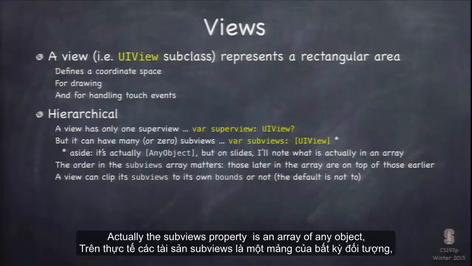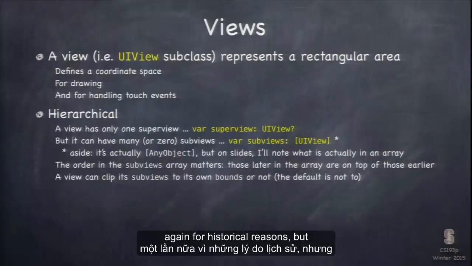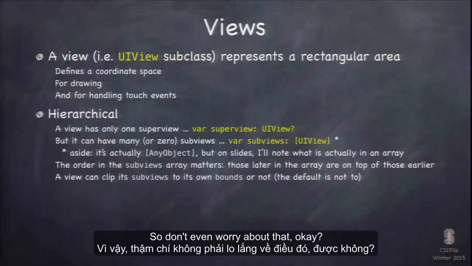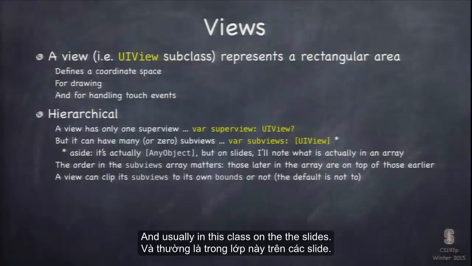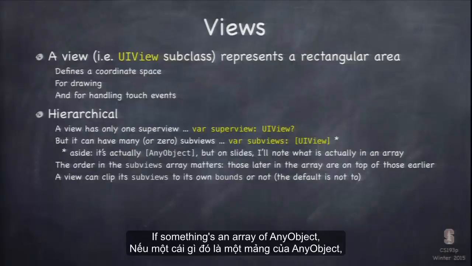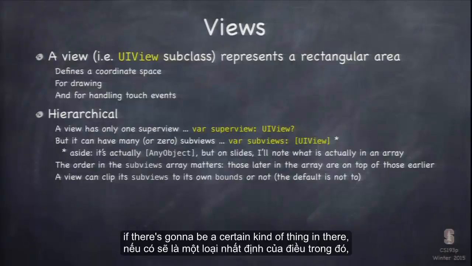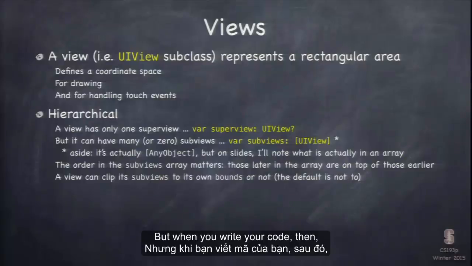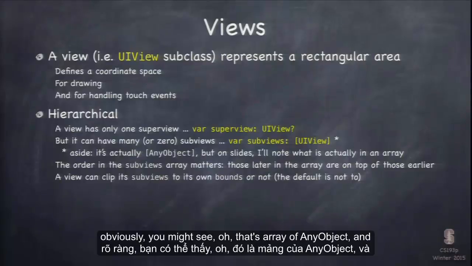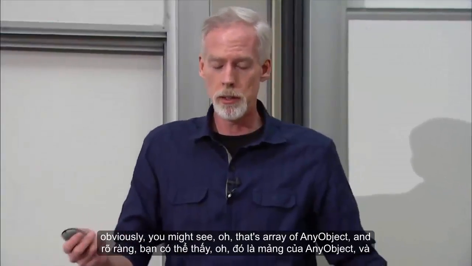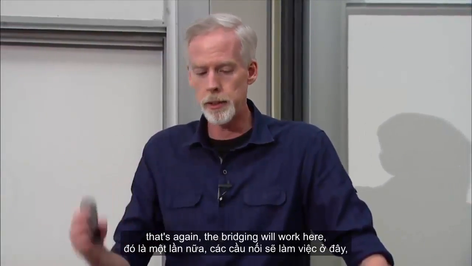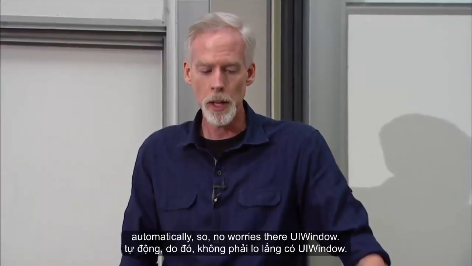Actually, the subviews property is an array of AnyObject, again, for historical reasons, but there will always be UIViews in there. So don't even worry about that. Okay? And usually in this class, on the slides, if something's an array of AnyObject, if there's going to be a certain kind of thing in there, I'll say array of the certain kind of thing. But when you write your code, then obviously you might see, oh, that's array of AnyObject. And that's, again, the bridging will work here automatically, so there's no worries there.